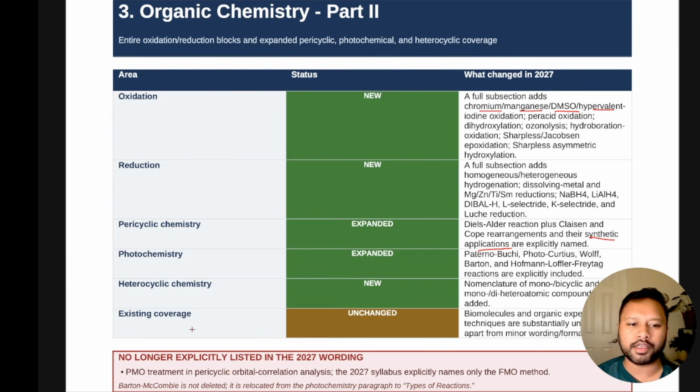What are the things that are existing and have not changed? Like biomolecules are not changed, organic experimental techniques are not changed. They have remained the same apart from some minor wording and formatting.